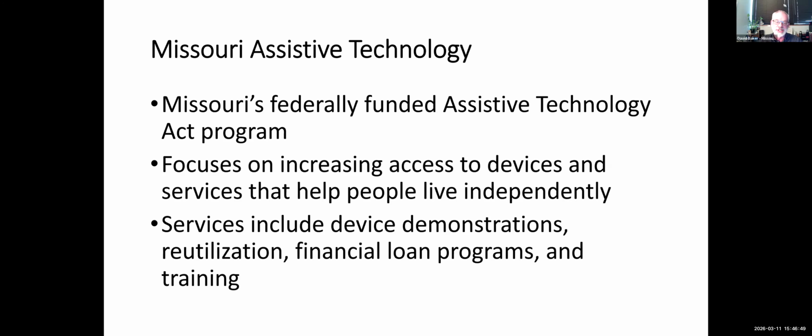I'm the director of Missouri Assistive Technology, and Arlene touched on this a little bit earlier, but I know we're all coming from different locations. So we too are the Tech Act program, only in Missouri, and our focus is always on increasing access to devices and services so that people can live more independently. We do similar activities to all of our colleagues across the United States, focusing on device demonstrations, reutilization, financial loan, and other services that are commonly done by Tech Act programs across the United States.